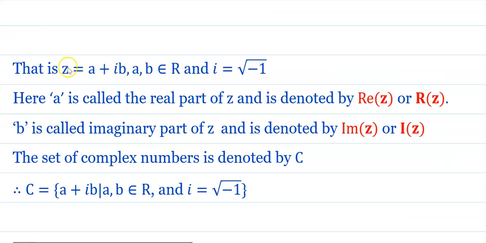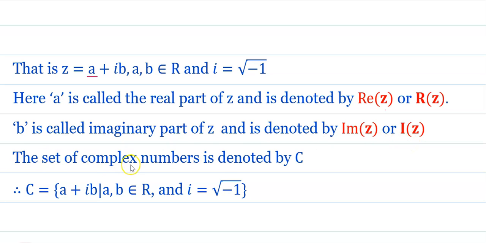Now next, that is z is equal to a plus ib, a, b belong to the set of real numbers and i is equal to root of minus 1. Then see here, what about the a? a is called the real part of z. z is a complex number, मग त्याचा real part कुठला? It is the a and it is denoted by real part of z or Re z. What about the b? ज्याला i ने मल्टिप्लाइड असेल त्याला इमेजनरी पार्ट असं कन्सिडर करायचं आहे. b is called the imaginary part of z and it is denoted by imaginary part of z or Im z.